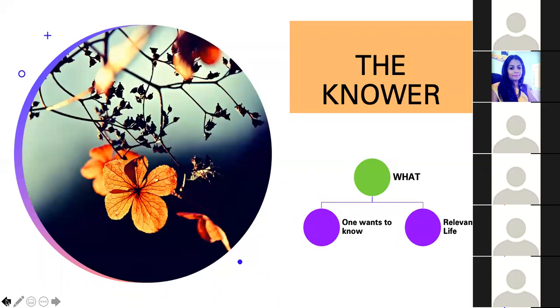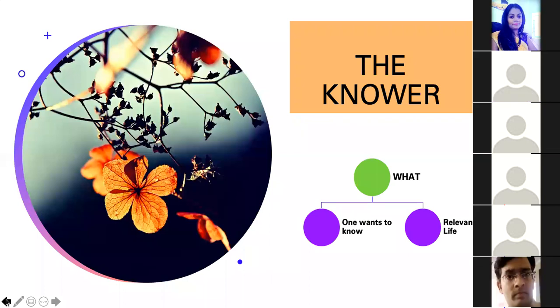Now, the whole thing is the relevance to life. Both want to know about heat on oil, but the relevance to life is completely different. And therefore, what they want to know is also different. It's not the same thing. They both want to know similar things, but because the relevance to life changes, therefore it is different.